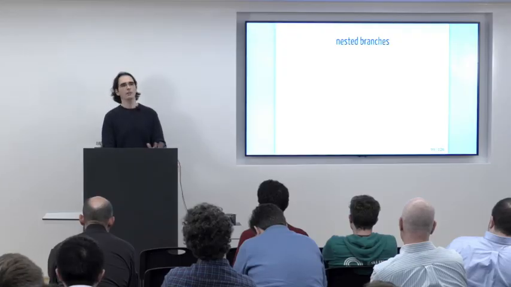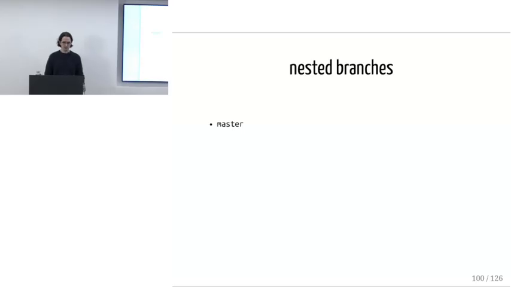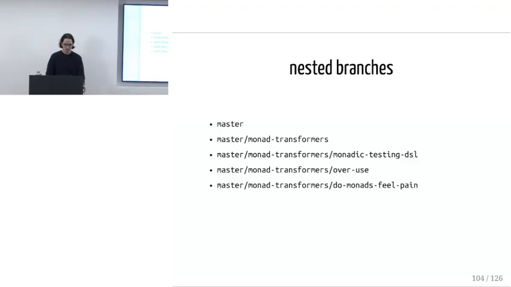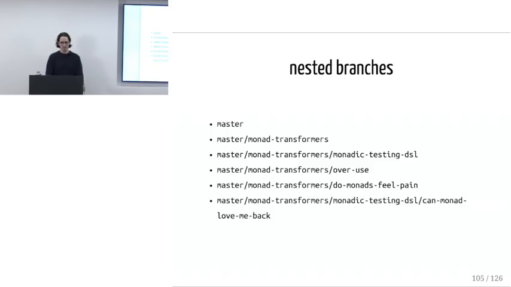So I'm going to show you how we do it, and then talk a little bit about what it means for code review. So you have a master branch, and then you create a feature off of it to add a monad transformer library. And then you can do something that depends on that, like use a testing DSL that uses this. And then now you have monad transformers, you can make another feature that just overuses them everywhere. You can investigate the nature of monads once you have them. And you can create them arbitrarily nested.